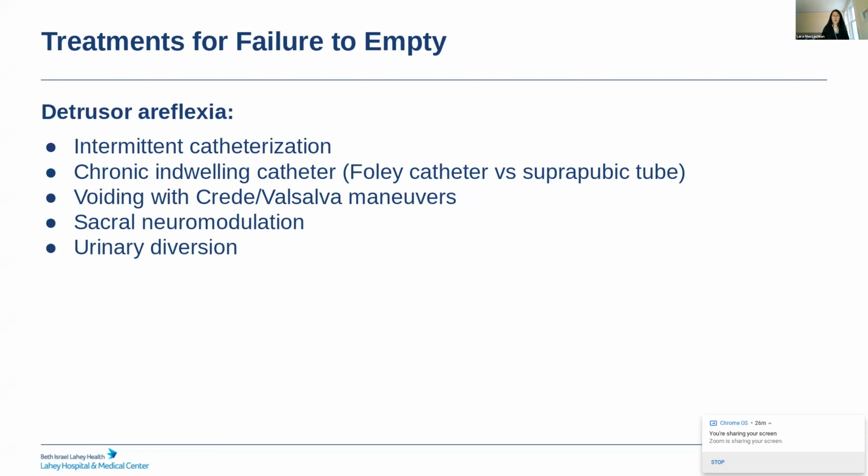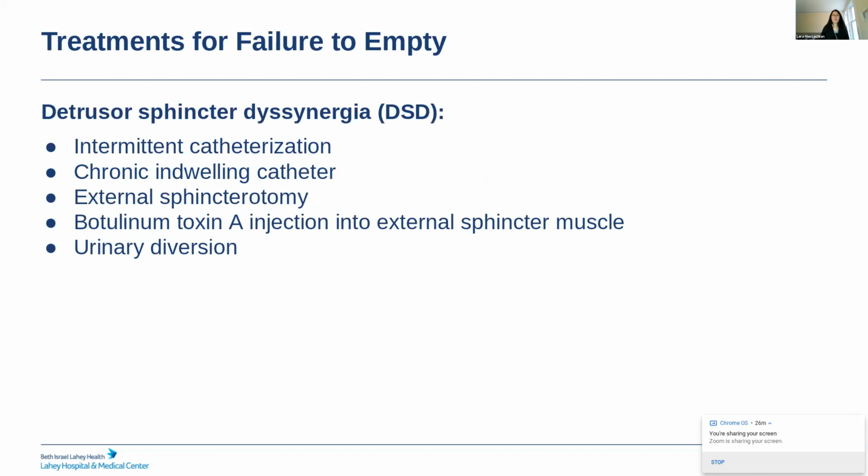This may be more applicable to women who have shorter urethras and less urethral resistance. They could still void, but use Crede and Valsalva maneuvers to empty their bladder. Sacral neuromodulation does have an indication for non-obstructive urinary retention, albeit the success rates are not as good as the success rates seen with overactive bladder, with success rates usually around 50%. And then urinary diversion.